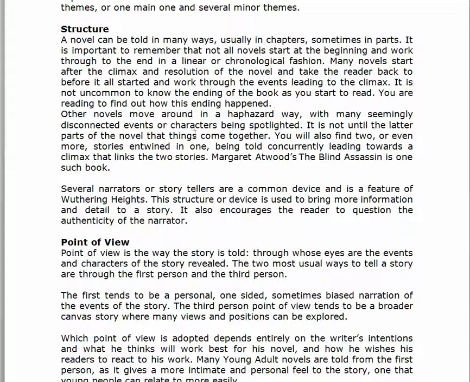Others seem to move around, and surely Boys of Blood and Bone is one of these. Two or even more stories entwined in one and being told concurrently, leading towards a climax that links the two stories. So one of your novels has one structure, the other one has another structure.